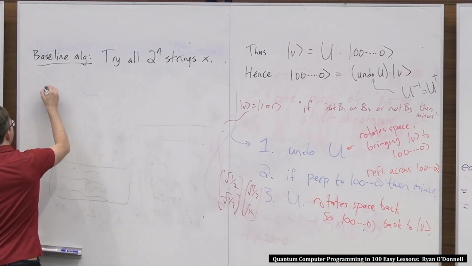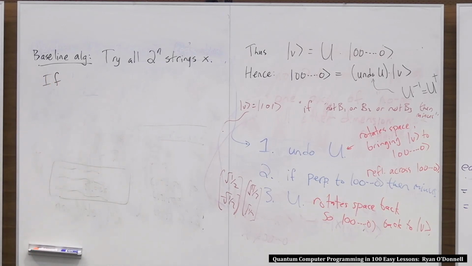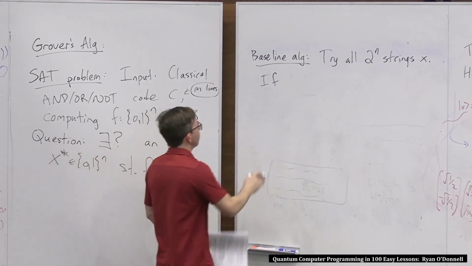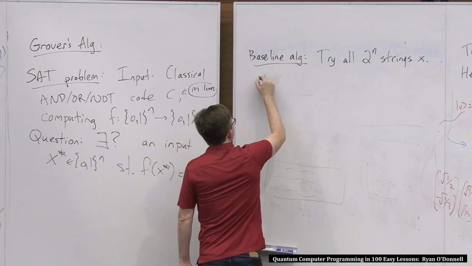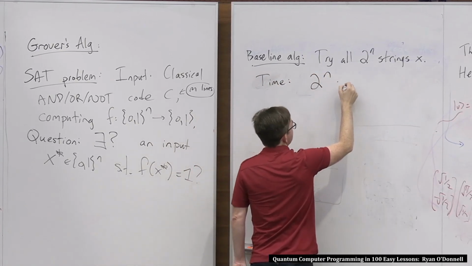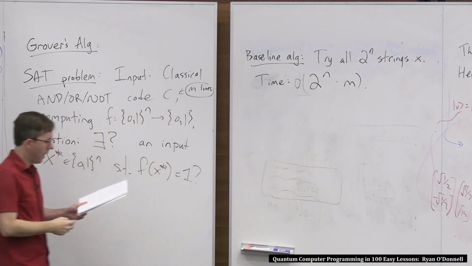So how long does this algorithm take? Well, this is the bottleneck, 2 to the n strings. A small feature is that you also have to run this code, C. But somebody gave you C as input, so it can't be that big. Let's say that it has m lines of code. So then the time this takes is basically 2 to the n, well, maybe times m. I don't know, put a big O in here for safety.